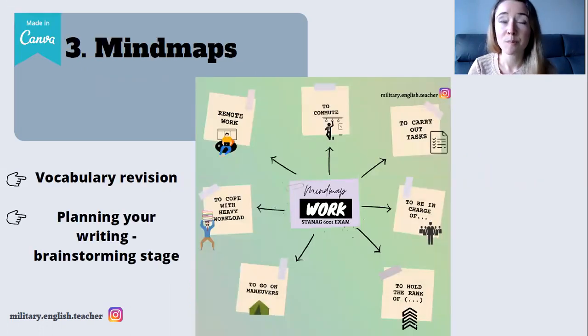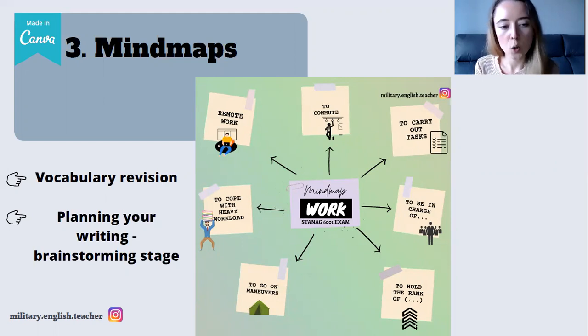Mind maps. I have to tell you that I love mind maps. I like them because I'm a visual learner, and most of us are. And they're useful because you see the words that relate to the same context. For example, in this one that I'm showing you, it's the work context.